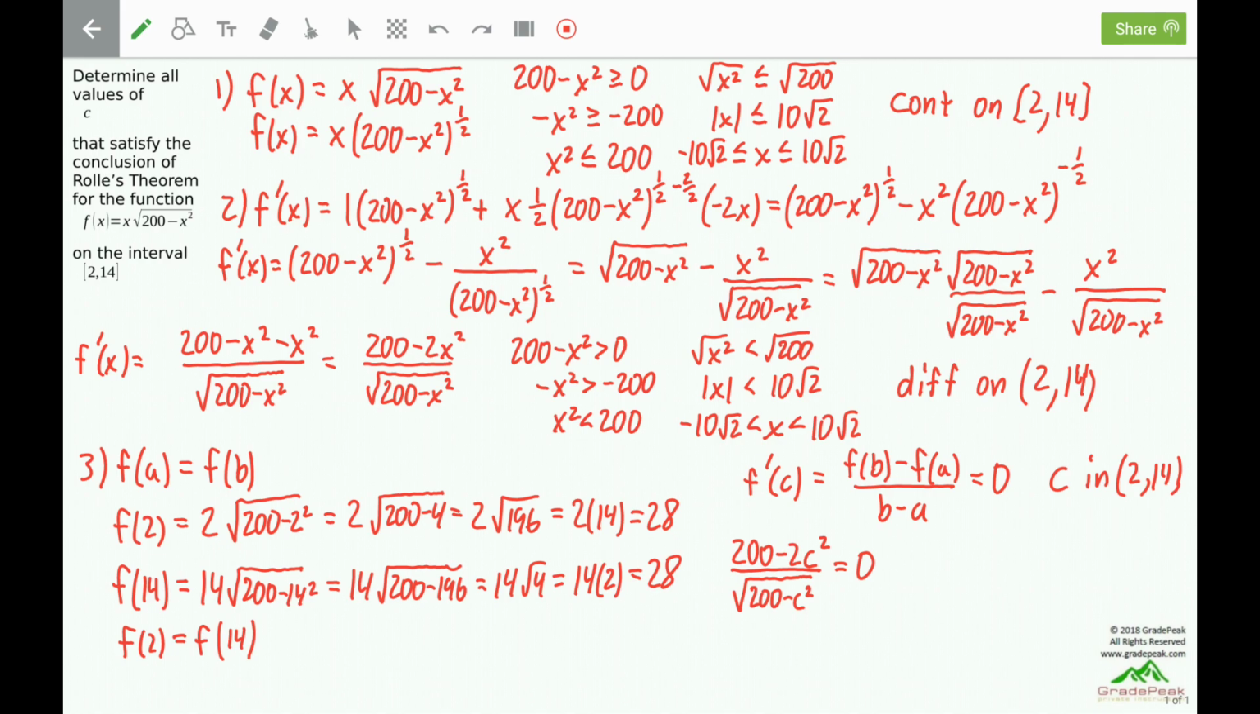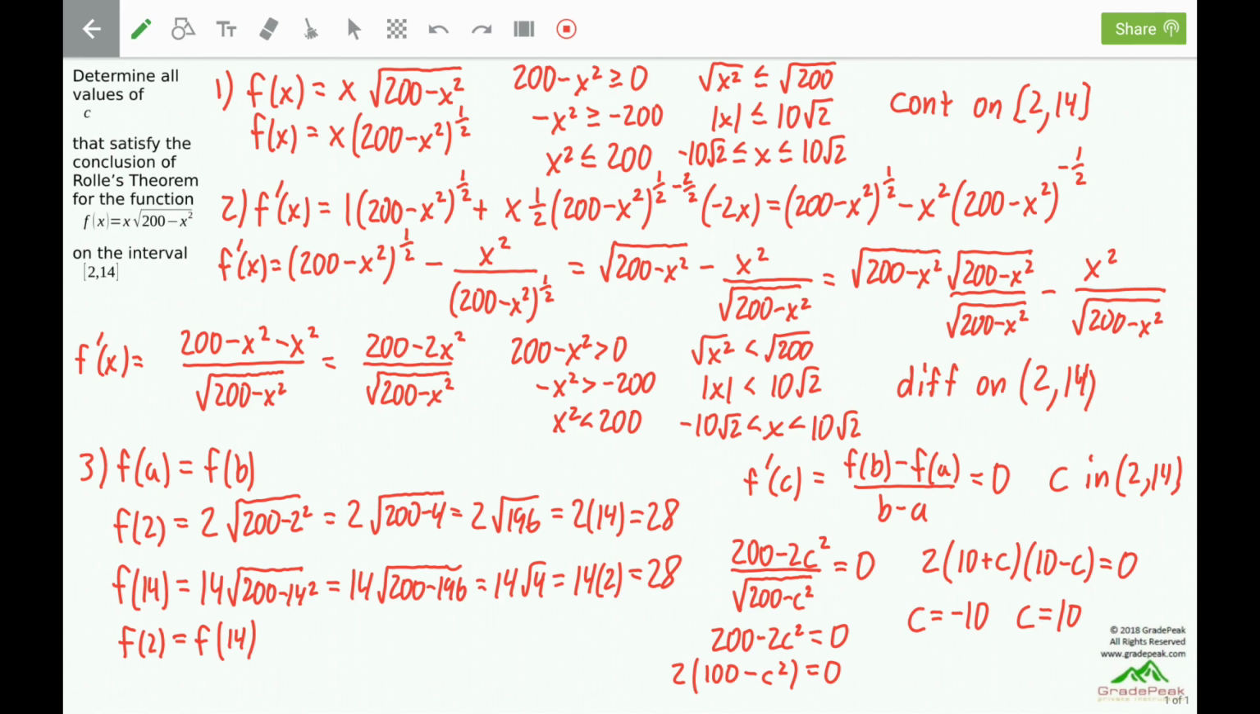We can now multiply both sides by the square root of 200 minus c squared, and on the right side, since it's a 0, it'll stay a 0. On the left side it'll cancel, and we're just left with the numerator equals 0. We can now factor a 2 out of the numerator, leaving behind 100 minus c squared equals 0. And 100 minus c squared is a difference of squares, and can factor into 10 plus c and 10 minus c equals 0. And that means c can be negative 10 or positive 10.